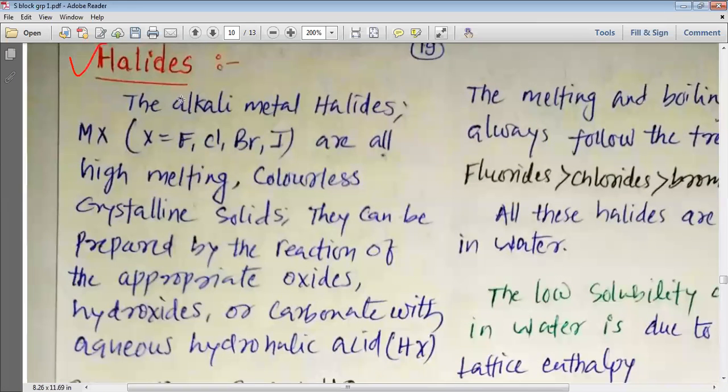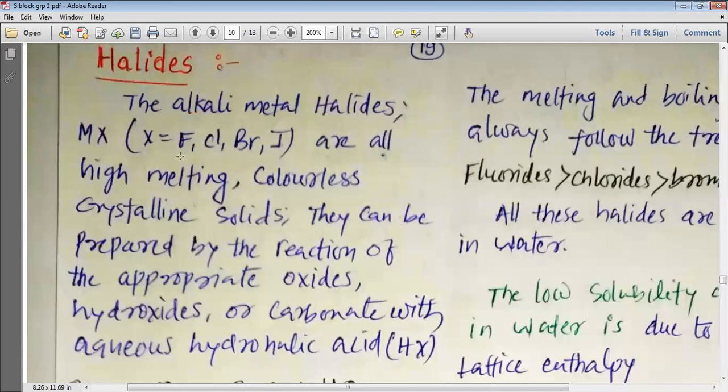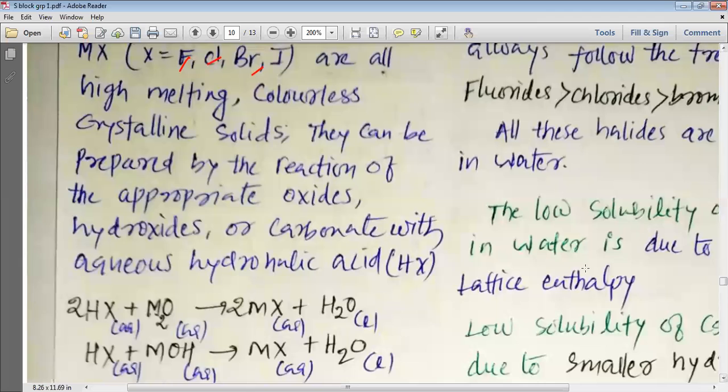Then we study the halide ions. So let us study the halides of these alkali metals. When we look into that, the alkali metal halides, that is MX, are all high melting colorless crystalline solids. They can be prepared by the reaction of the appropriate oxides. So, my dear students, these metals also form the halides. They form the fluoride, chloride, bromide and iodide, and these halides can be prepared by the reaction of their metal oxides with an appropriate compound.